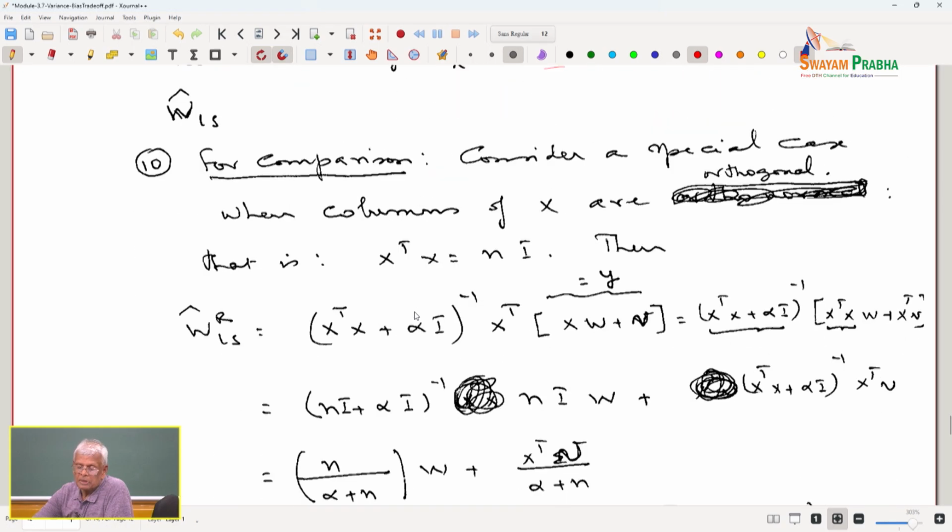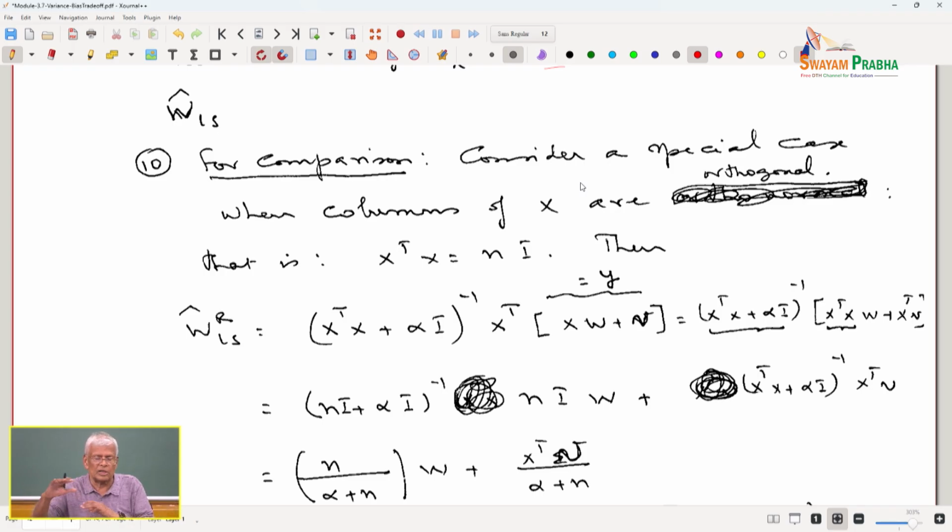Now I would like to compare, to analyze the impact of this. Consider the special case when the columns of X are orthogonal. Look at this now. This is the opposite case. So the columns of X being orthogonal means they are linearly independent. The angle between any two vectors is 90 degrees. This is perfectly conditioned. So I am going to compare the perfectly conditioned with the ill conditioned.